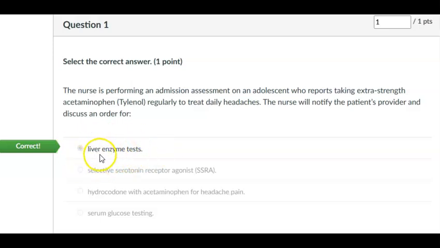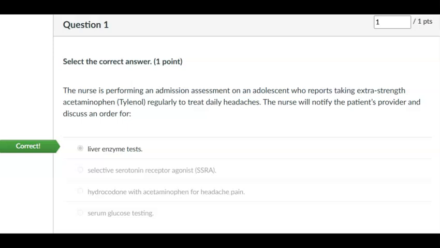We did a little activity learning the differences between acetaminophen and ibuprofen. And one of our takeaways about acetaminophen or Tylenol is that it can be damaging to the liver. So if you have someone taking large doses or taking it for a long period of time, we want to monitor those liver enzymes.